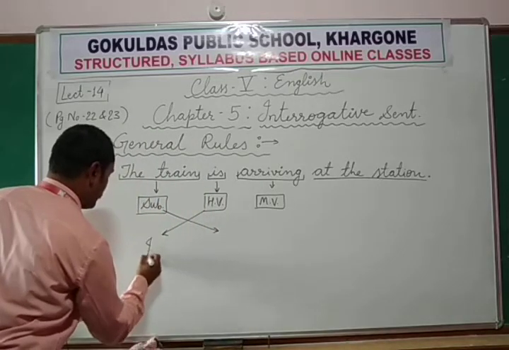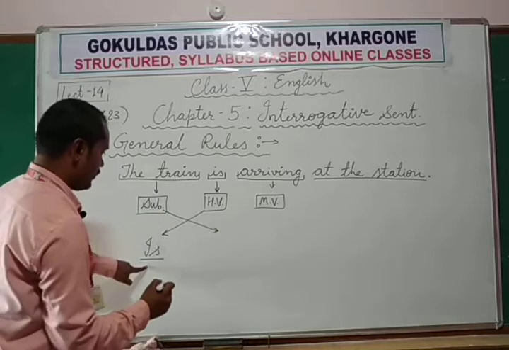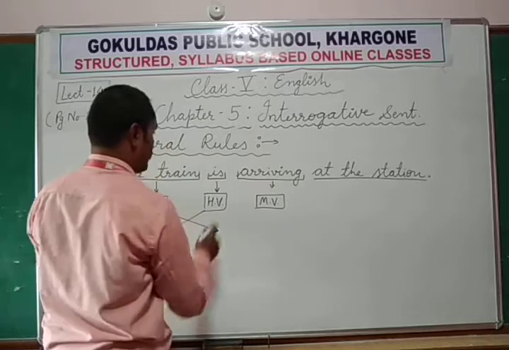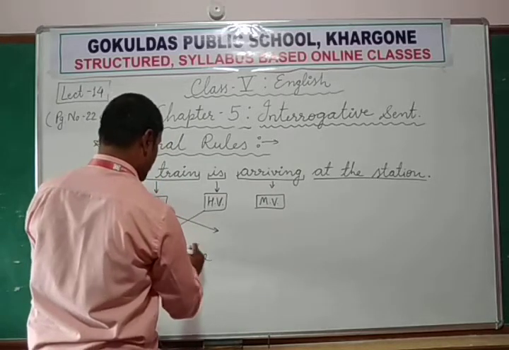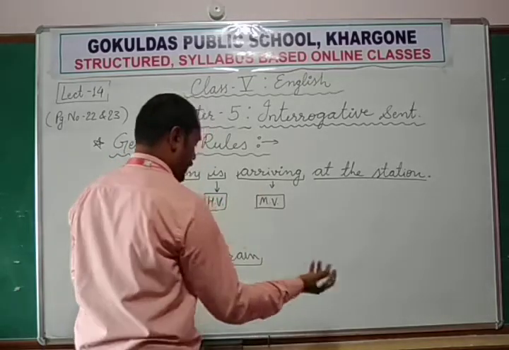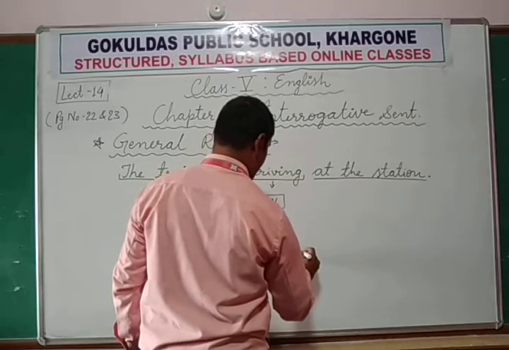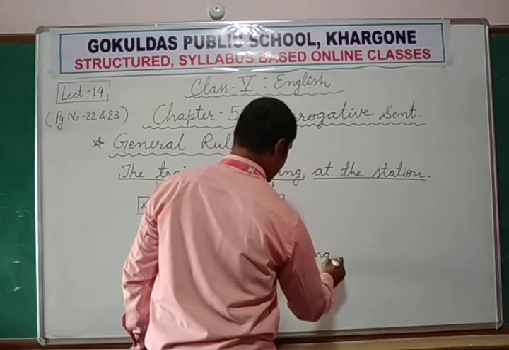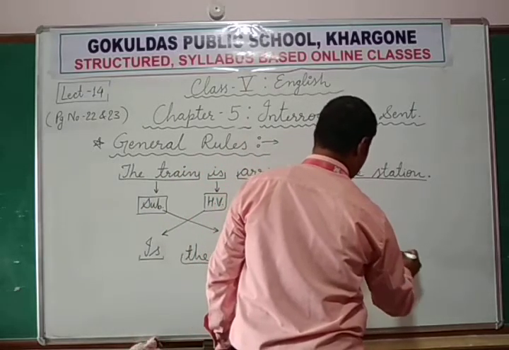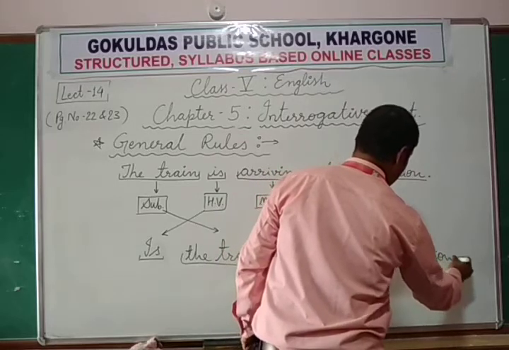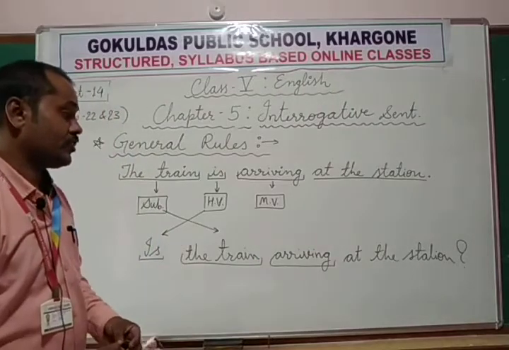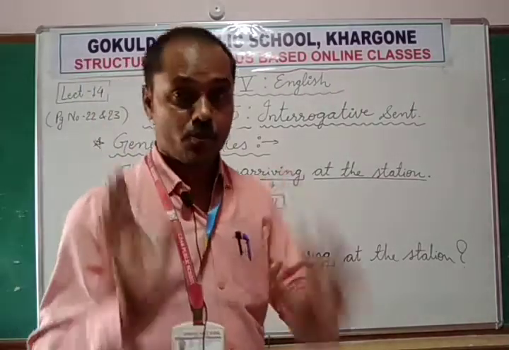It comes at the position of the subject, and the subject goes to the position of the helping verb. Is the train. Is the train arriving? The main verb remains at the same place. Arriving, and the object also remains at the same place. And question mark. Is the train arriving at the station? That is a question mark, means question.